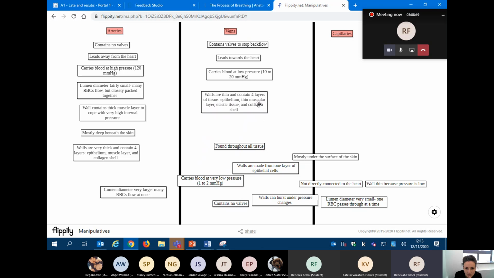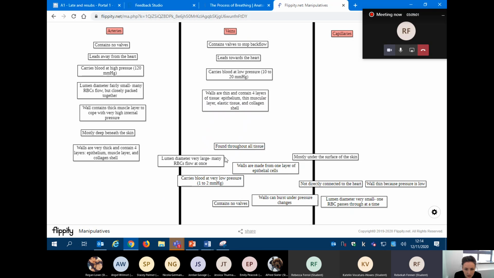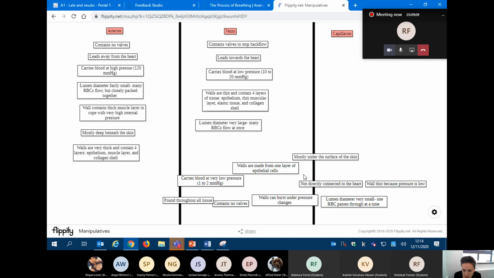Is that the one? I've got that, but then there's another one, that wall thin one, but I don't know whether or not to put that into capillaries as well. And then I've got lumen diameter, very large, many RBCs flow at once. Okay, good. Perfect. There is one more we seem to be missing. Okay, so walls thin because pressure is low. Well, let's put it in veins for now. I wouldn't disagree with that. Anything else we're missing?